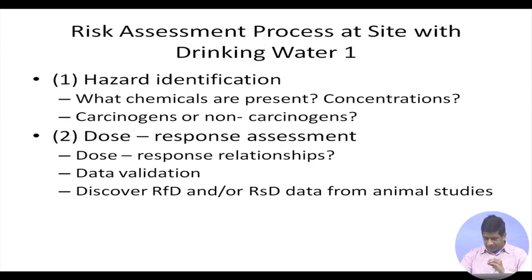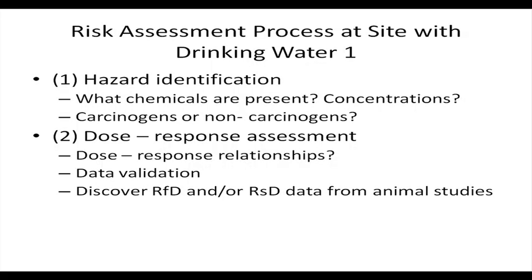So in terms of the risk assessment process at a site with, say, drinking water, the first thing we need to do is find out what the hazard is, what chemicals are present, and what the concentration of the chemical is. Towards the later part of this week, I'll tell you how we can analyze for these chemicals and how we look at this concentration and some of the statistics associated with that. So the first thing for any of these risk assessment processes is, okay, what is the hazard, what chemicals are present, at what concentration, whether it's a carcinogen or non-carcinogen.